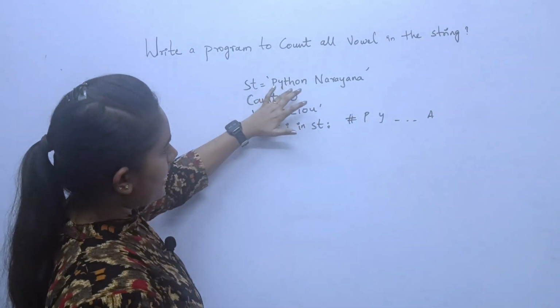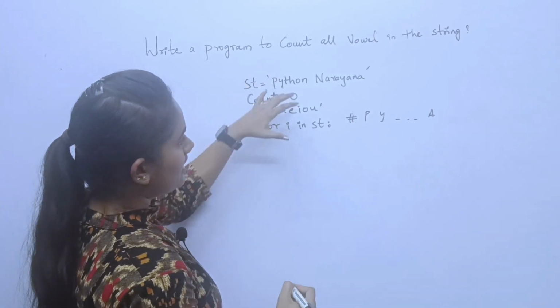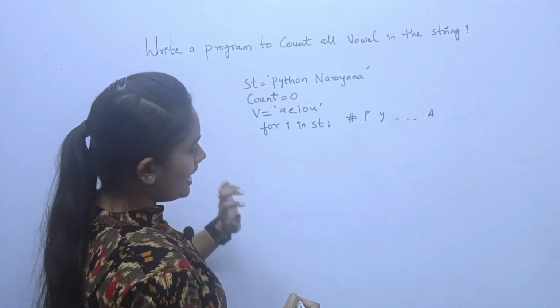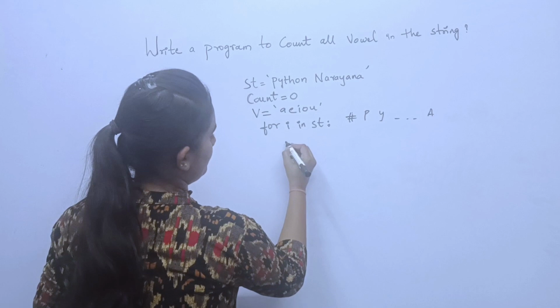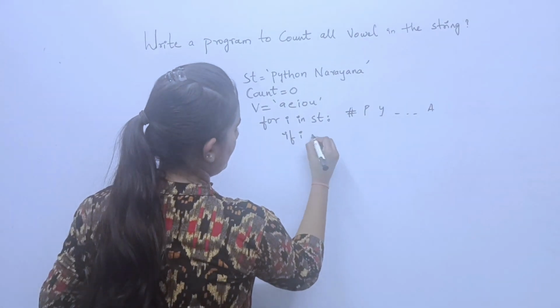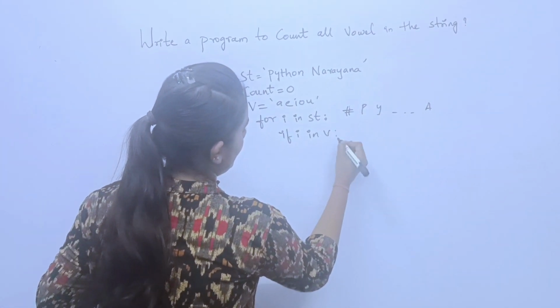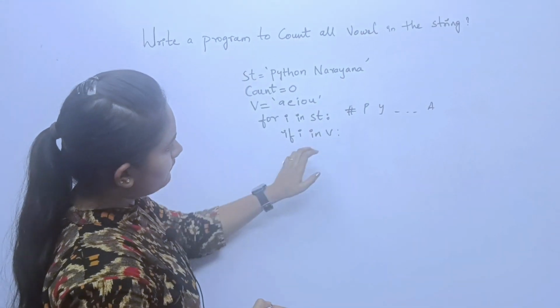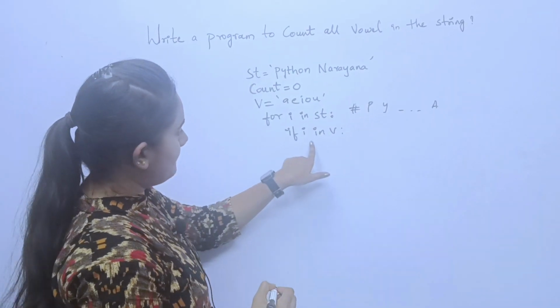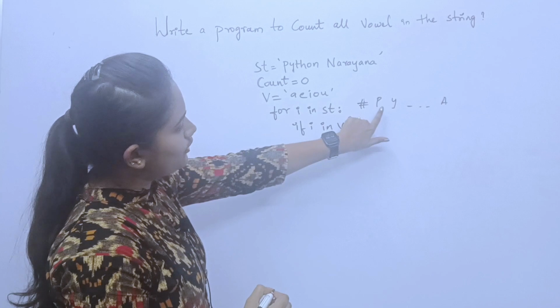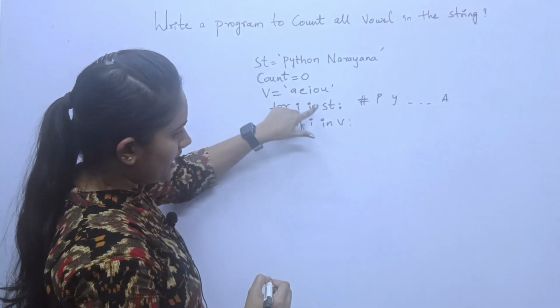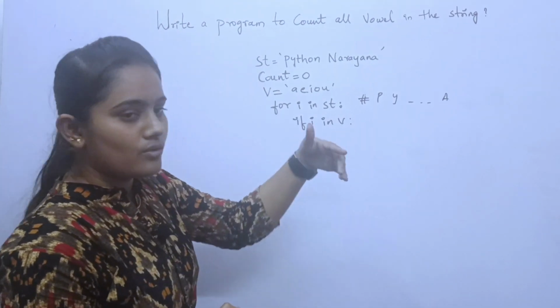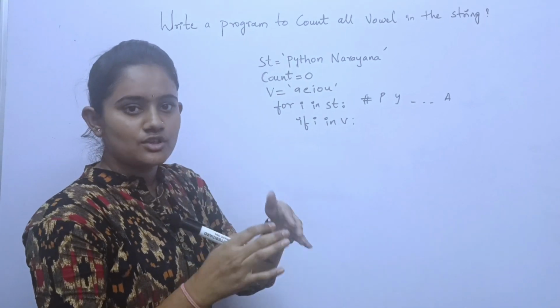Once we have taken the i value, then we have to check the condition: is this available in V or not? For checking it, we take if i in V. So if i in V, the first time the i value will be P. So we check whether the value P is available in V or not. If it is available, the count is increased, like count equals count plus 1.